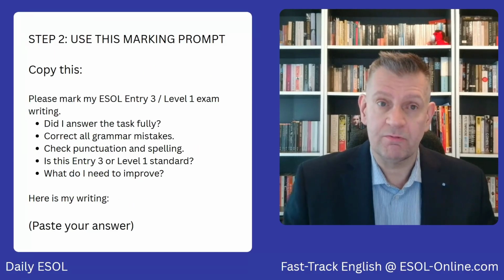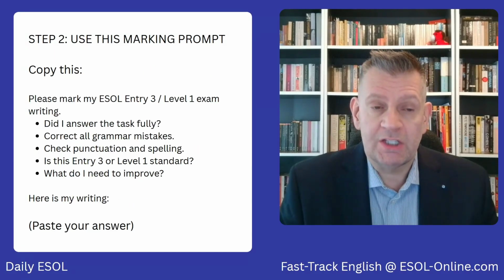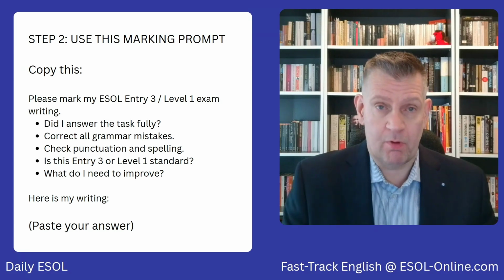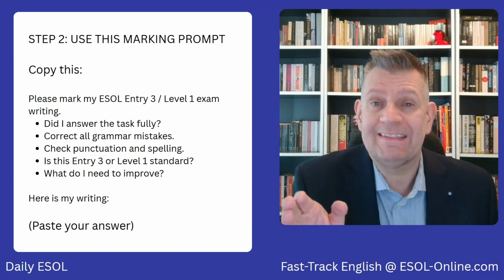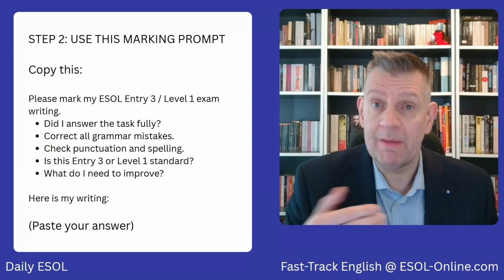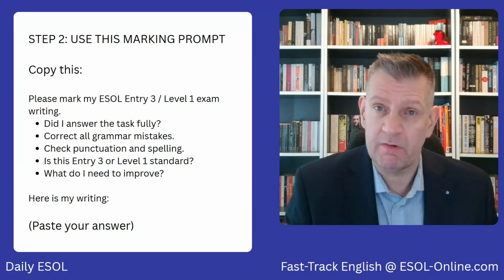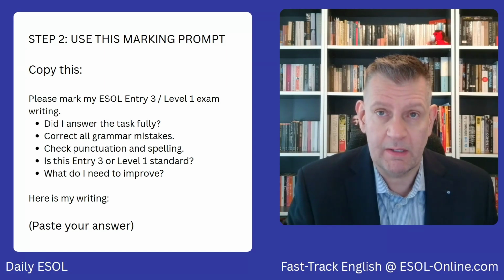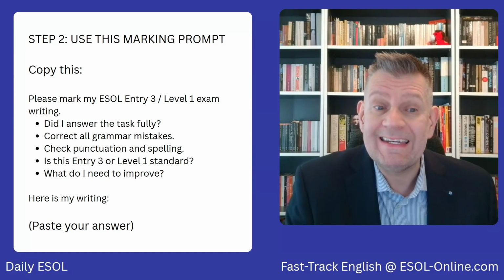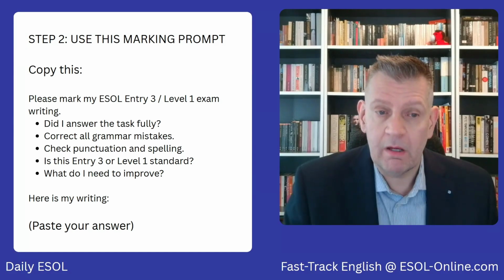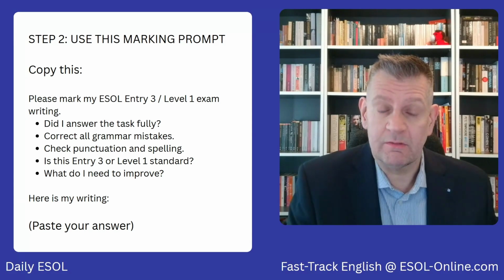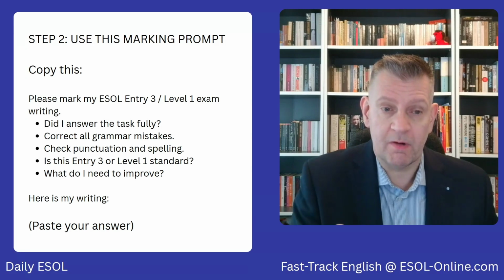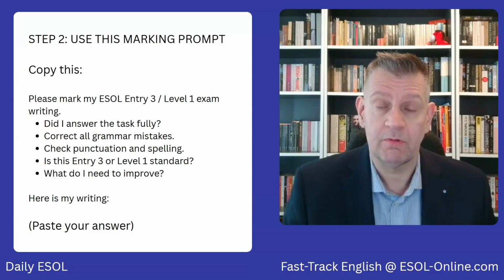But when you've done your piece of writing, take it into ChatGPT and use this prompt, the one that's on the screen. Please mark my ESOL and then tell it what level you are. And maybe also mention whether it's Trinity, whether it's Pearson. There is some slight difference in the way that they grade. And then ask it in detail the things you wanted to check. Did I answer the task fully? Correct my grammar, punctuation and spelling. And if you want to know the level that you're at, ask it. And then what you need to improve. Here's my writing, and then paste in your answer, your written piece.